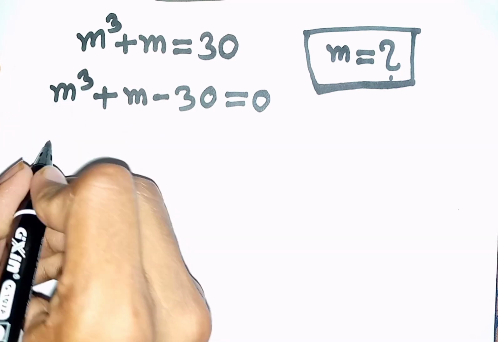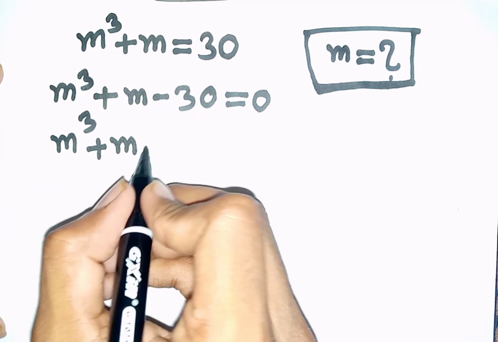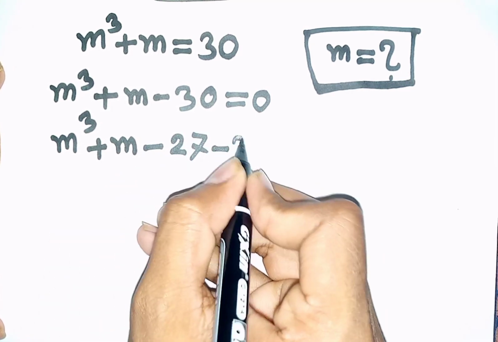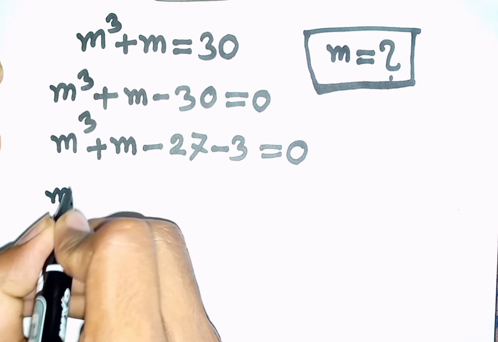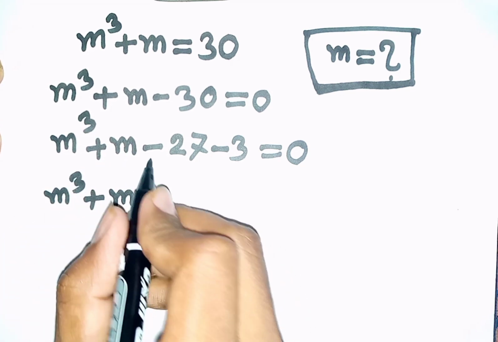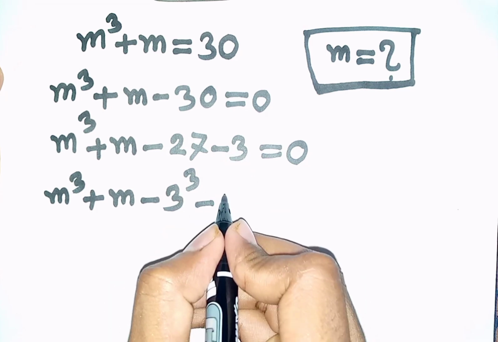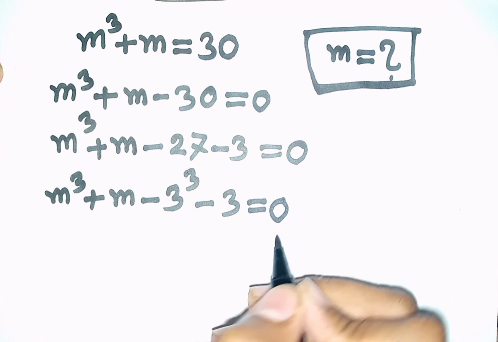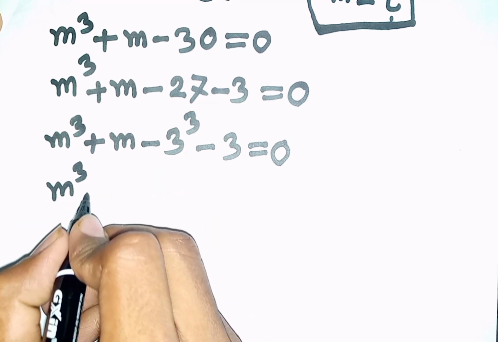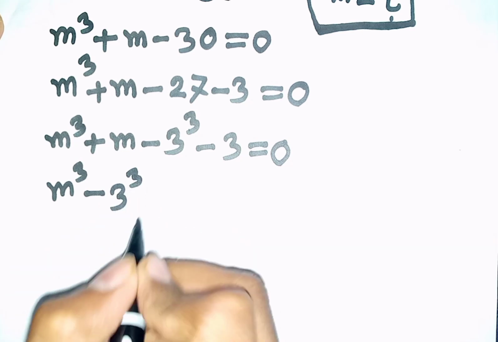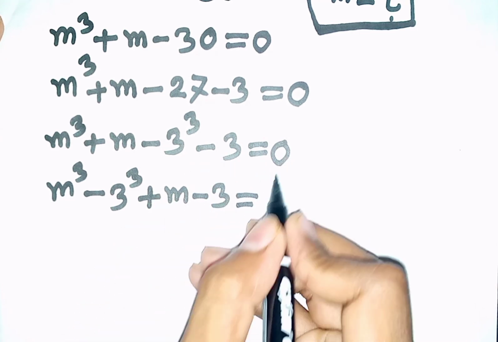Now we can write here m power 3 plus m, then minus 30 is same as minus 27 minus 3, then is equal to 0. Now we have m power 3 plus m, then minus 27 is same as 3 power 3, then minus 3 is equal to 0. Now we can write here m power 3, then minus 3 power 3, that means 3 cube, then plus m minus 3, then is equal to 0.